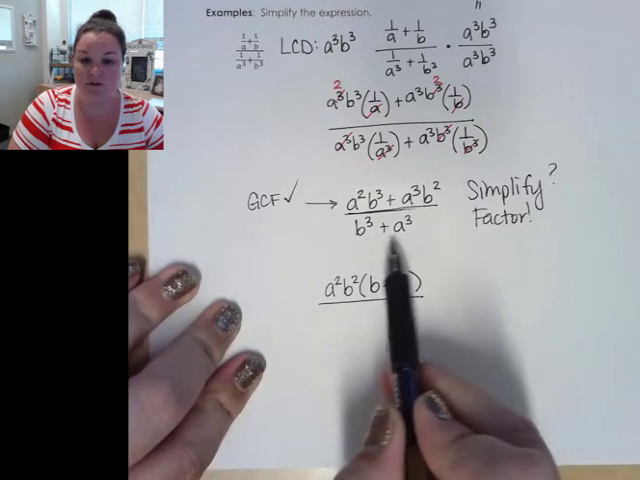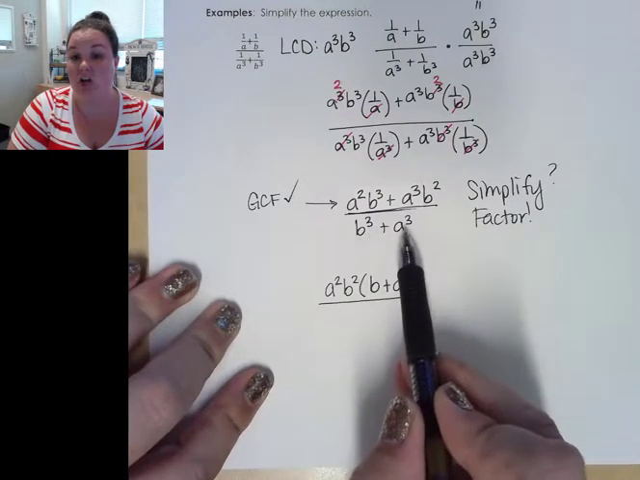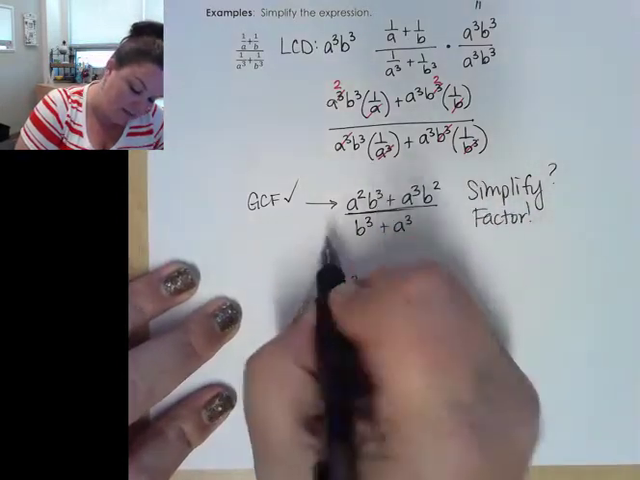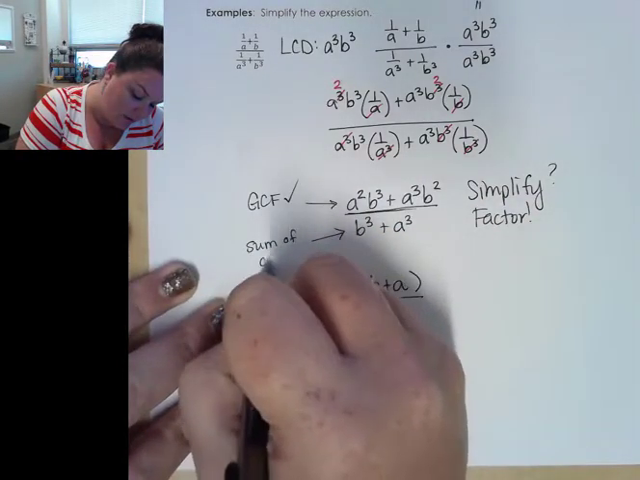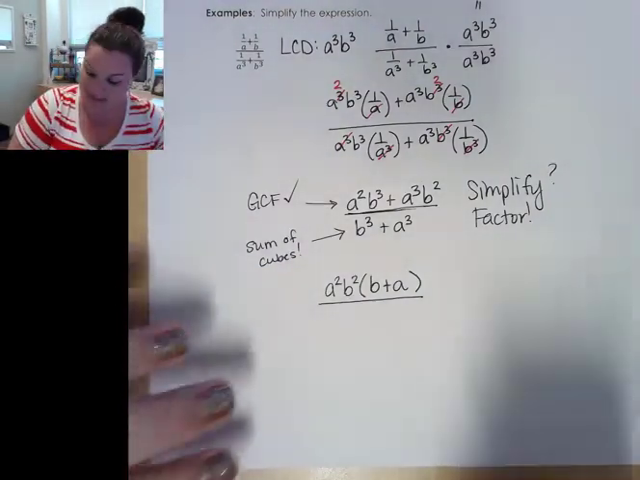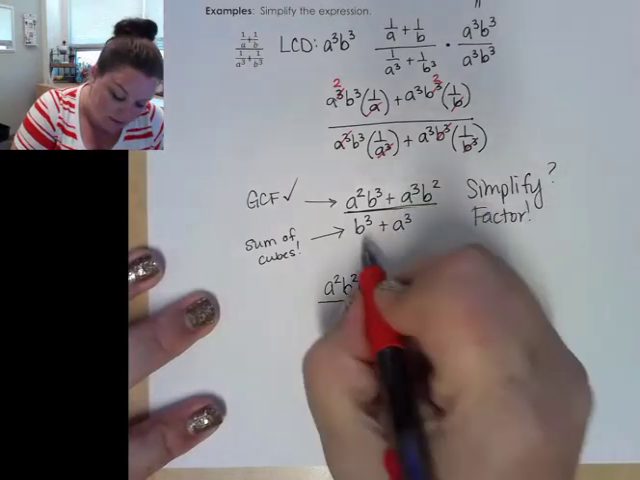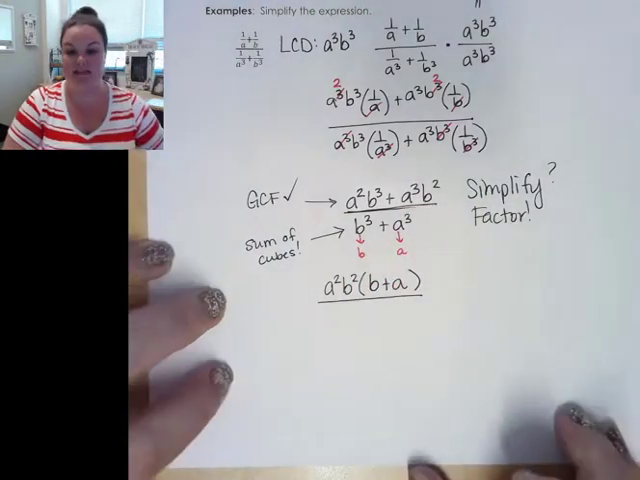Then on the bottom, I need to see if there's a GCF. On the bottom, there's no greatest common factor, but I notice that both terms are cubes. So notice this is a sum of cubes, because my base that's being cubed here is b, and my base that's being cubed here is a.